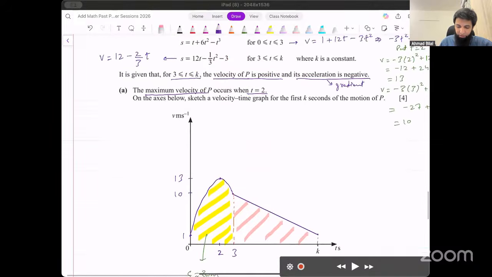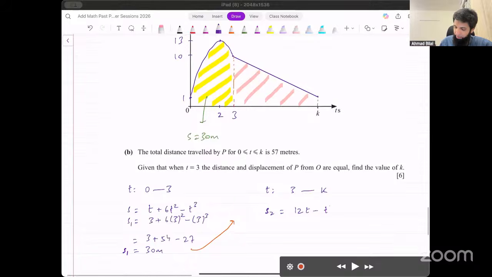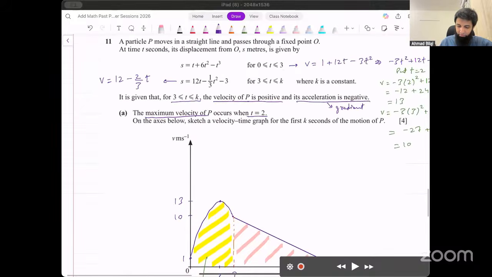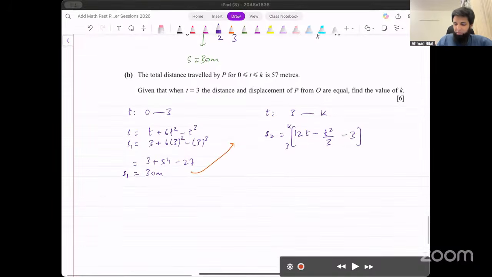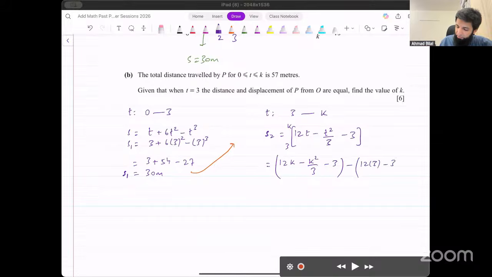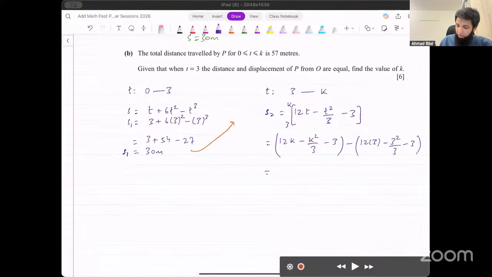So the displacement function is 12t minus t squared over 3 minus 3. Input limits in this from 3 to k. Okay. And that will give the displacement for the second part of the journey. So that becomes 12k minus k squared over 3 minus 3. Subtract from this the case when you input time equal to 3. That's 12 times 3 minus 3 squared over 3 minus 3. So yeah, that is simpler than calculating areas. That requires more thinking.